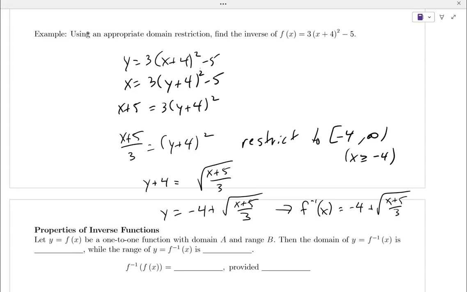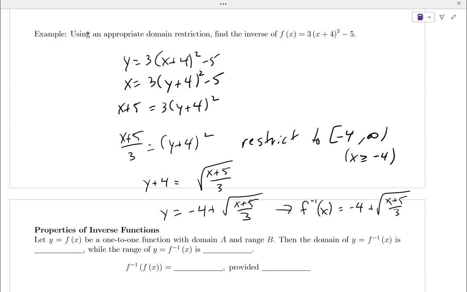Thinking about it another way, if we go back up to the original problem, notice that if we put in negative 4 for x, that makes the inside 0. That's where it's going to bottom out. So we want to restrict to the positive side to get an inverse function here. Or you could also restrict it to the negative side. You've got to restrict it somewhere. In this case, we would restrict it to negative 4 to infinity, making sure we're only getting positive values inside that squaring so that when I take the square root, I can use the positive square root.